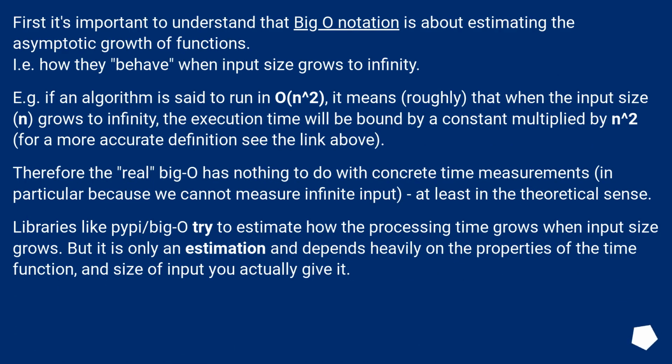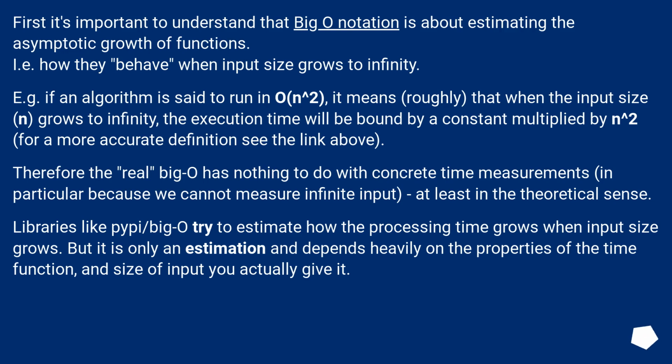First, it's important to understand that big O notation is about estimating the asymptotic growth of functions, i.e. how they behave when input size grows to infinity. For example, if an algorithm is said to run in O(n²), it means, roughly, that when the input size, n, grows to infinity, the execution time will be bound by a constant multiplied by n². For a more accurate definition, see the link above. Therefore, the real big O has nothing to do with concrete time measurements, in particular because we cannot measure infinite input, at least in the theoretical sense.